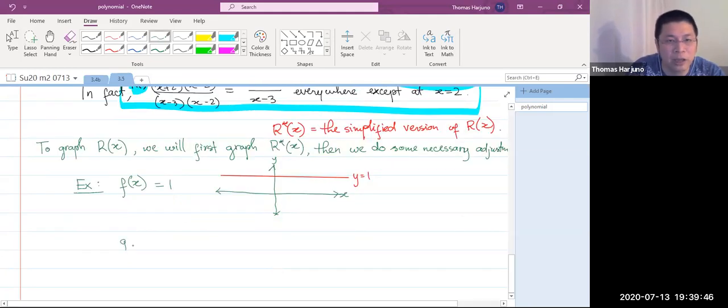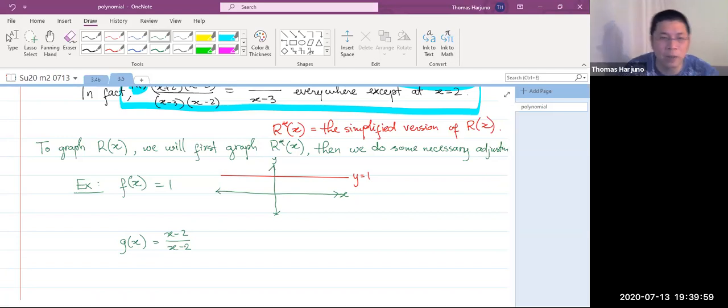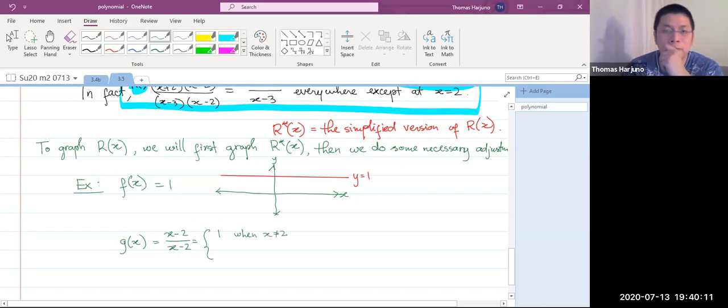Let's call it g(x). So g(x), let's make it (x minus 2) over (x minus 2). Now, how do we graph (x minus 2) over (x minus 2)? We know (x minus 2) over (x minus 2) is equal to 1 as long as x is not equal to 2. It will be undefined when x equals 2.